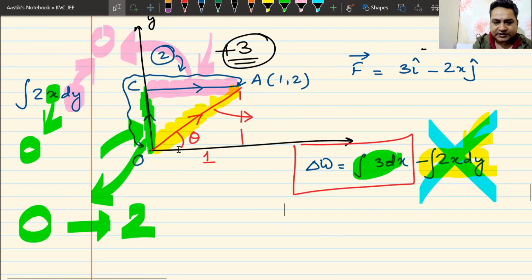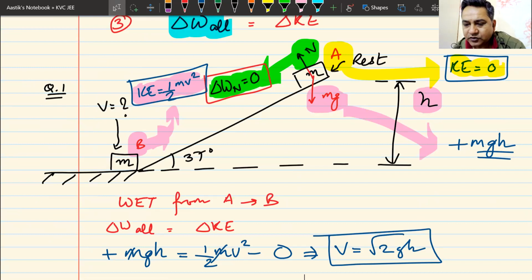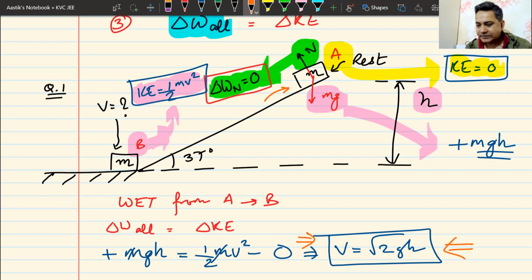I think the last question that we did in the previous class was this one on your screens. Do you see it? There was a block kept on the top, and I let it go. It slides down and reaches the lowermost point. You had to find out what is the velocity. We found out the velocity as root over 2gh.